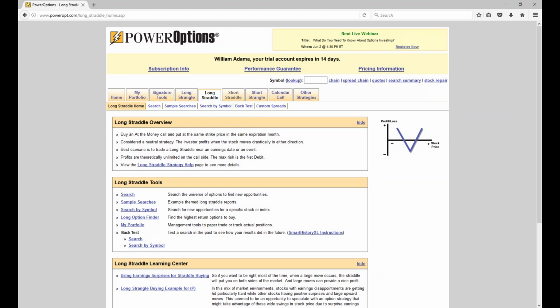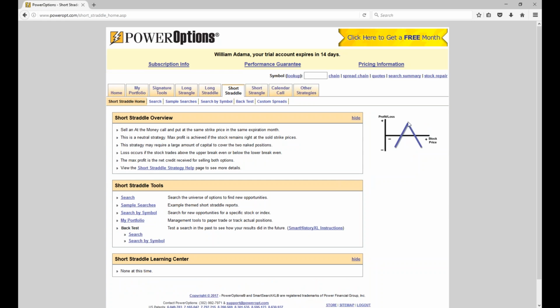But if I did a short straddle at earnings, that means you're selling the call and the put. They're both naked. And you might have collected $4 in premium.